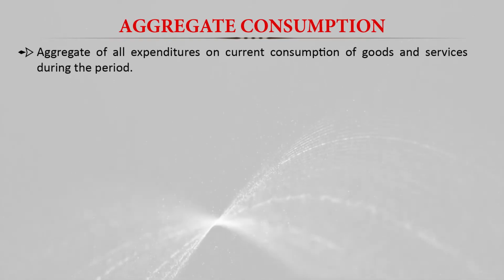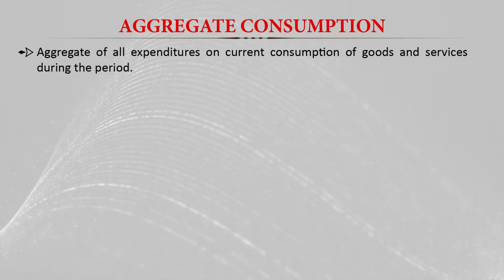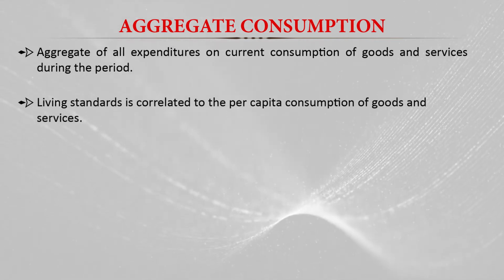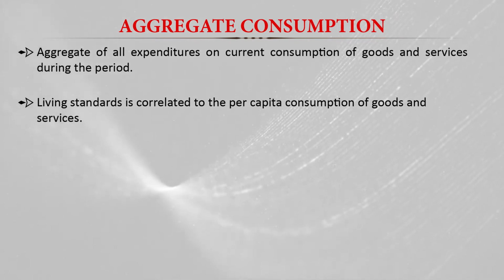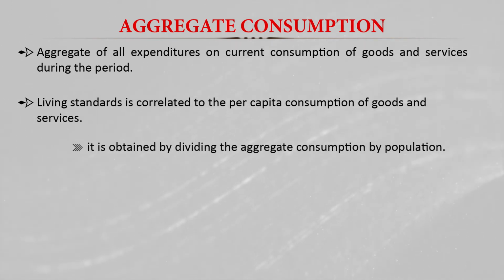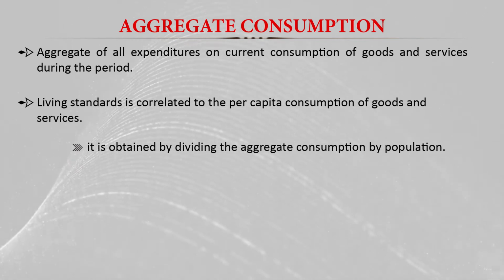Now we will discuss aggregate consumption, which is one of the aggregate measures of the national income. Aggregate consumption is basically the aggregation of all the expenditure on current consumption of goods and services during the period, that is, a financial year. Basically it is related to living standards, and living standard is also correlated with the per capita consumption of goods and services. The per capita consumption we obtain by dividing the aggregate consumption by population. So when we divide the total or aggregate consumption by the population, we get the per capita consumption of goods and services.